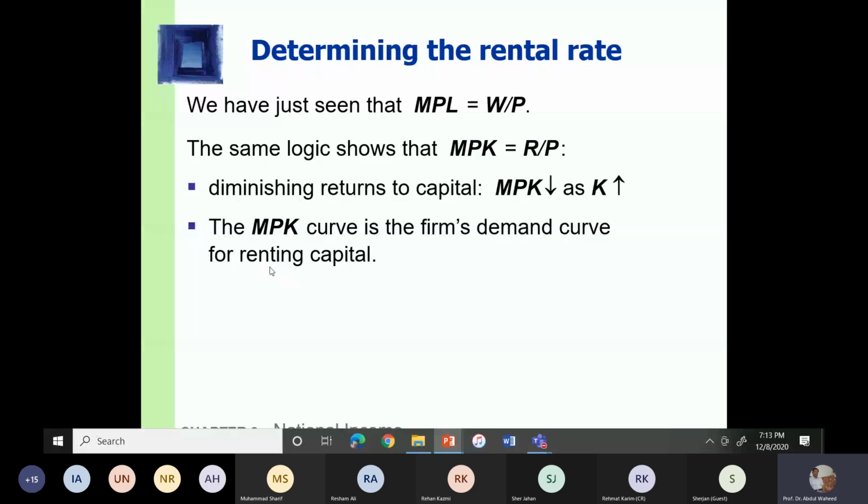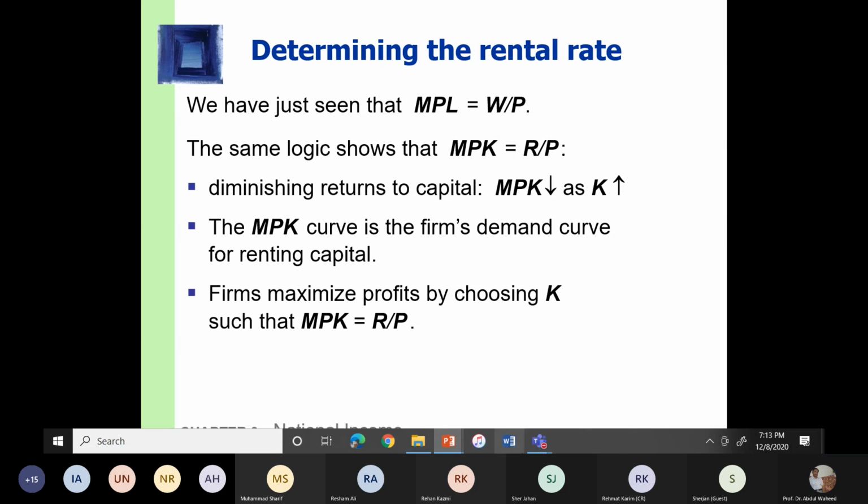And the marginal product of capital curve is also the demand curve for renting capital. Just like the marginal product of labor curve is the demand for labor curve, the marginal product of capital curve is the demand curve for renting capital. So the firm will maximize profit by choosing capital so that the marginal product of capital equals the real rental rate. This is the nominal rental rate and this is the price. So if we divide the nominal rental rate by the price, we will get the real rental rate.